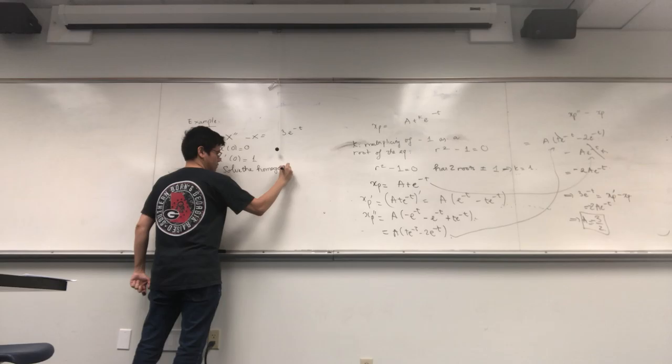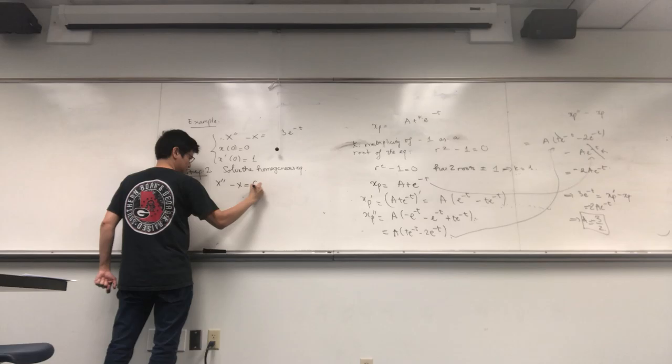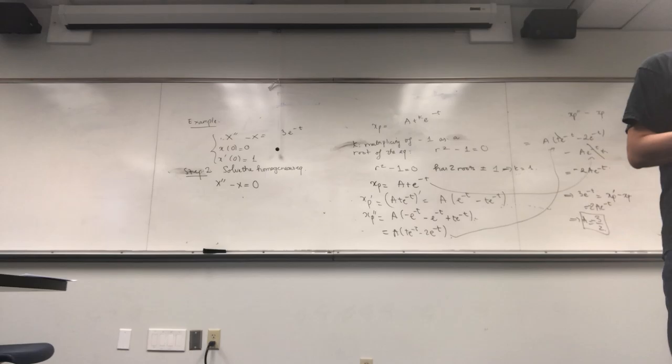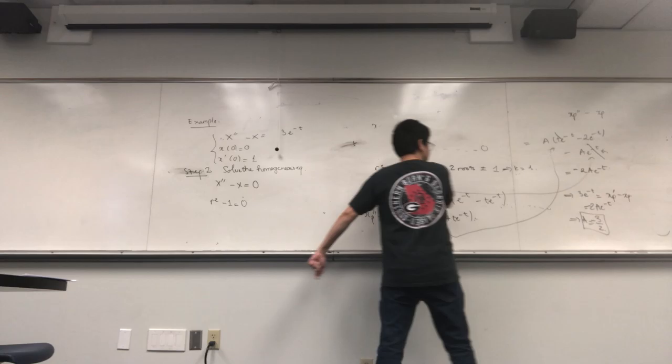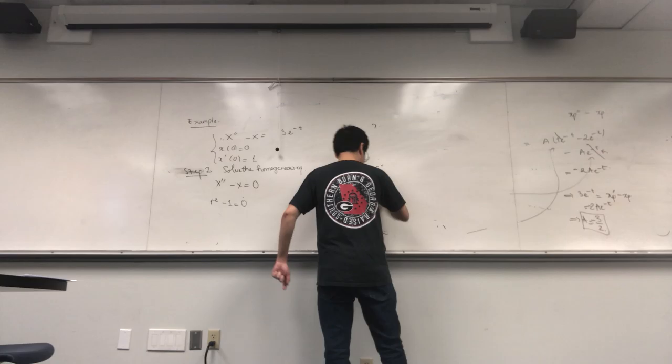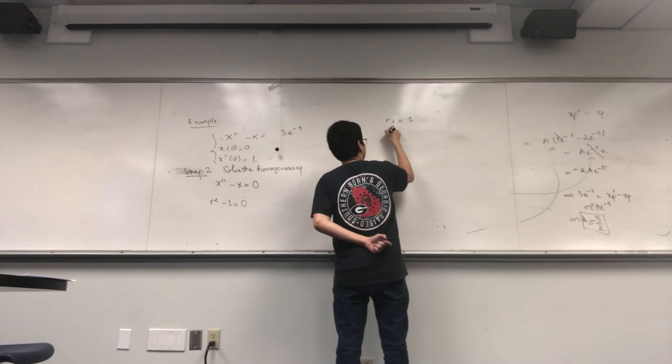Right, so you have x double prime minus x is 0. So how do I solve this homogeneous equation? To solve this equation, you're going to use the characteristic equation, all right? So we know that this characteristic equation has two roots. So you have the roots 1 or minus 1, right?